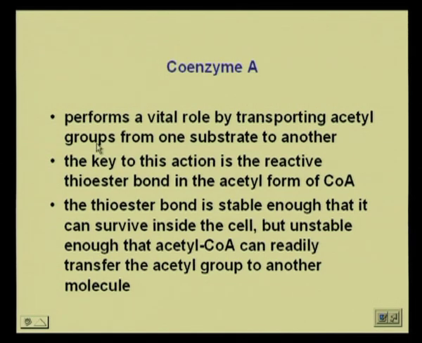And the reason why this is extremely important, as I keep mentioning, is because you can transfer 2 atoms at a time. Okay? In the previous ones that we looked at, we were transferring only a COO minus, that was 1 carbon. You went from enol pyruvate to oxaloacetate. In this case, you can go by 2 carbons because you are transferring an acyl group. Okay? The key to this reaction is the reactive thioester bond in the acetyl form of CoA.